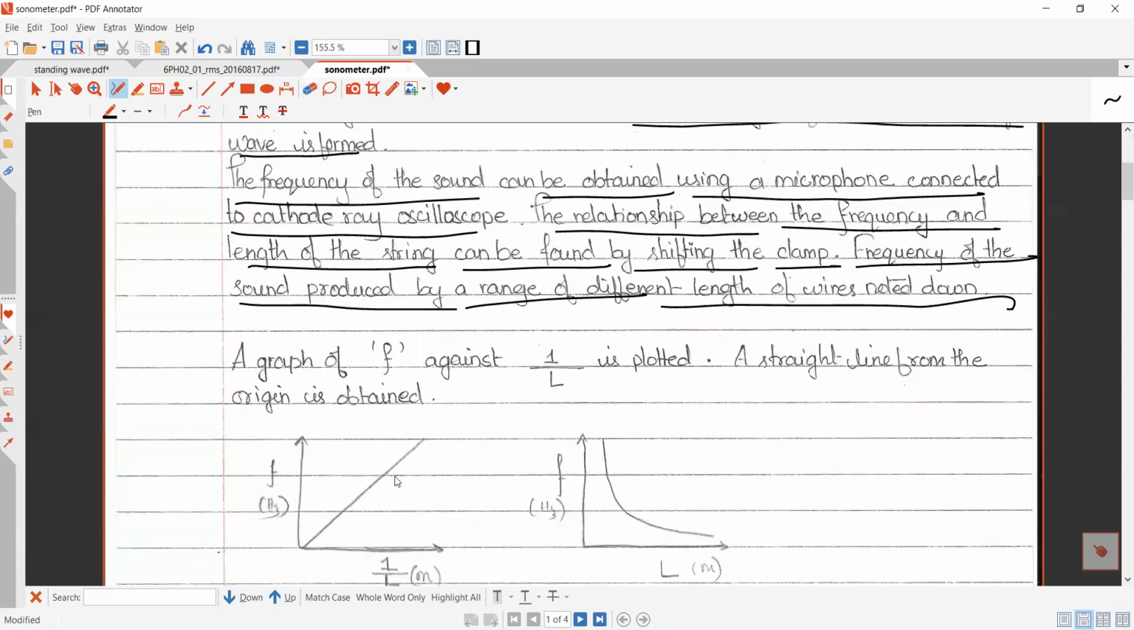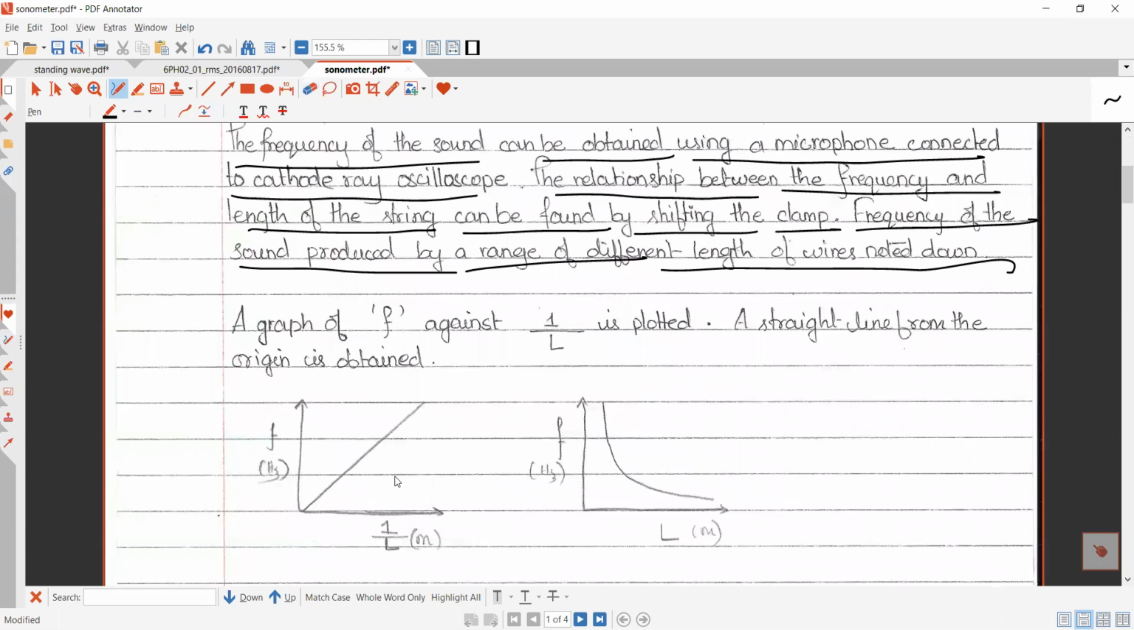Then you will draw a graph. What graph is it? F versus 1 by L, or F versus L. You can see the frequency is inversely proportional to length. This means that if the length is longer, the frequency is lower. If the length is shorter, the frequency is higher. Understood? Everyone online, got this experiment?